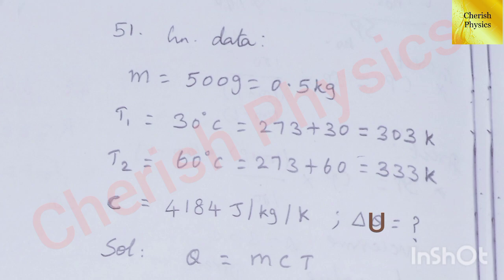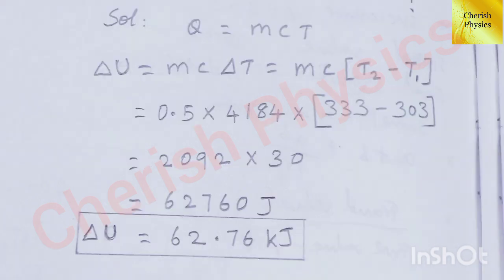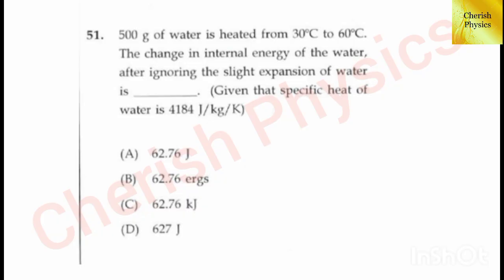You have to find the change in internal energy delta U. We know specific heat capacity Q equal to mCΔT. In the question, ignoring the slight expansion of water is given. Hence, Q equal to delta U. Hence, change in internal energy equal to mc into delta T, that is the change in temperature. Substitute the given values and solve. Finally, we get delta U equal to 62.76 kilojoule. The answer is option C.